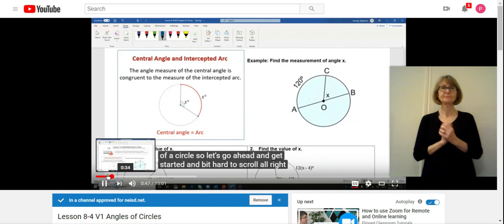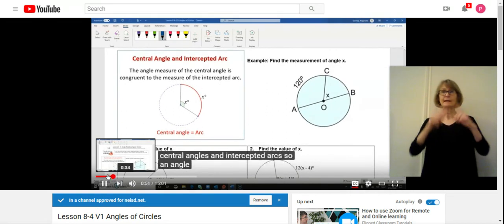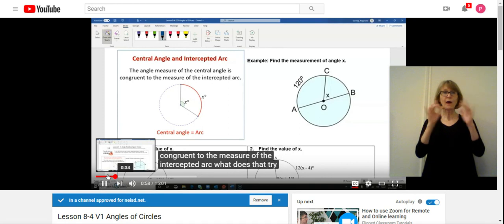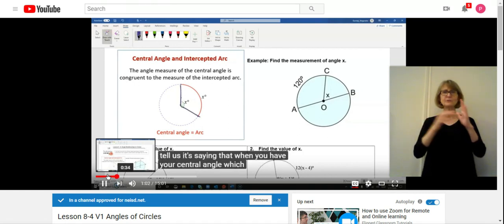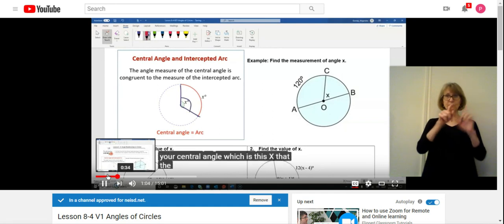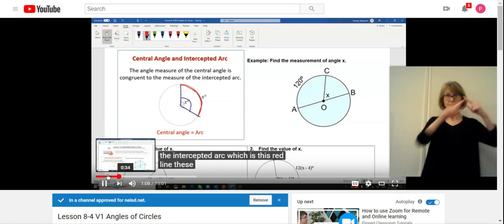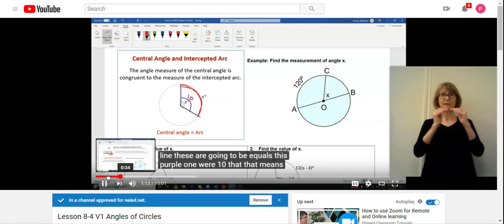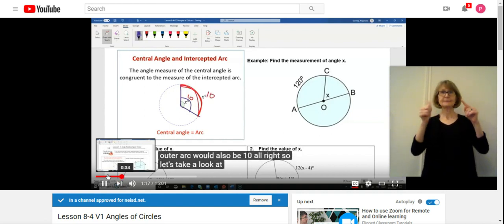All right. Central angles and intercepted arcs. The angle measure of a central angle is congruent to the measure of the intercepted arc. So what does that try to tell us? It's saying that when you have your central angle, which is this x, the intercepted arc, which is this red line, these are going to be equal. So if this purple one were 10, then that means the outer arc would also be 10.